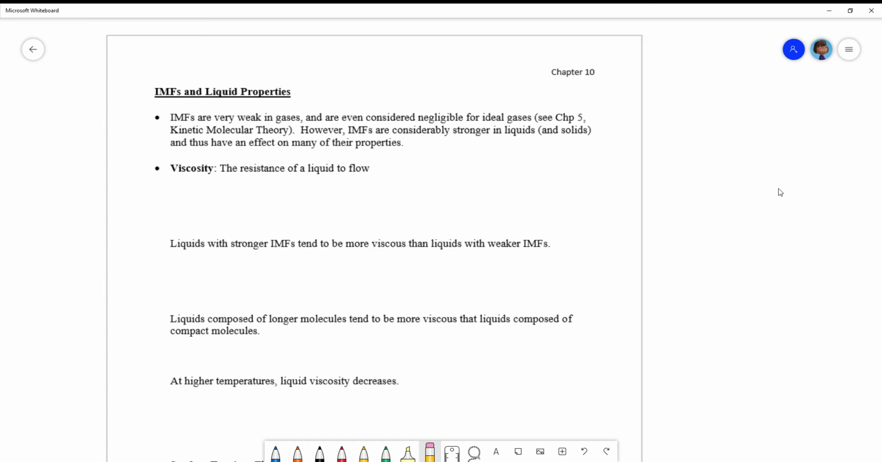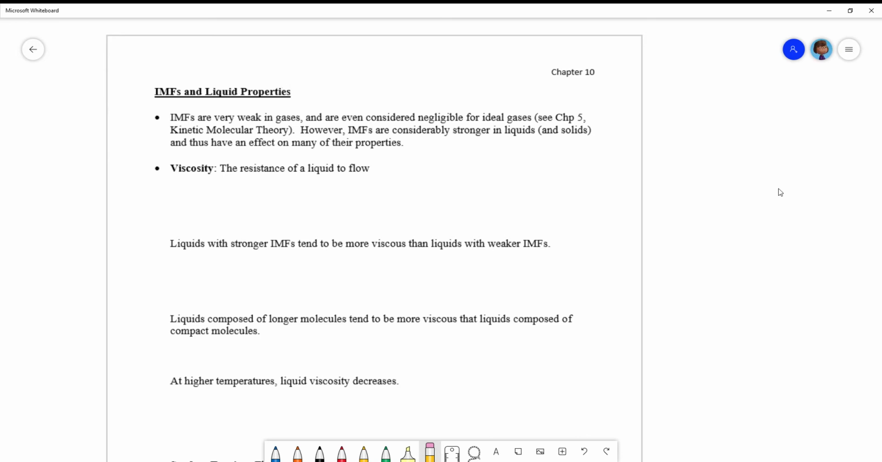So this, as it turns out, is our last Chapter 10 lecture. Turns out we don't have to cover a whole lot of Chapter 10 to complete our Chemistry 11 curriculum. So yay for short chapters. And the topic we're going to be dealing with in this Chapter 10 lecture, our last one, is intermolecular forces and liquid properties.